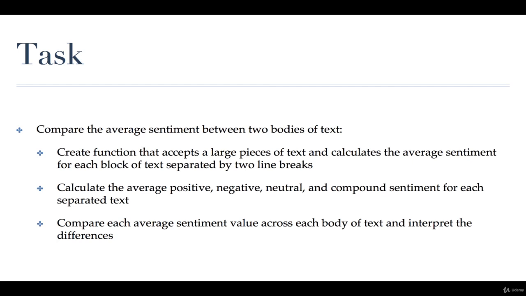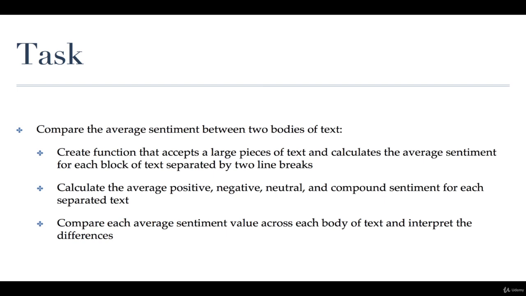I'm going to be basing it on that because you are most familiar with it. But I want you to create a function which is going to take in two bodies of text, two large pieces of information, and calculate sentiment for blocks of text, either line by line, page by page, stanza by stanza, whatever you want. But it has to be multiple sentiment analyses per corpus, per group of text.